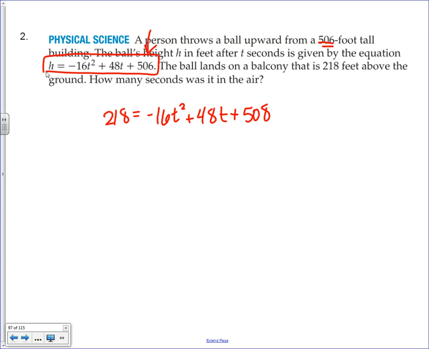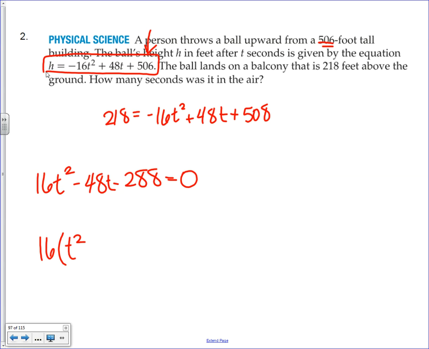I'm going to move everything to the left-hand side, so my 16 will be positive. So it'll be a positive 16t squared minus 48t. Now this 506 goes with the 218, so you'll need to combine those together, and you should get 288. And now it equals 0. Good news for us is we have a GCF here. You can take a 16 out of all of these things, okay? Which will look something like this.